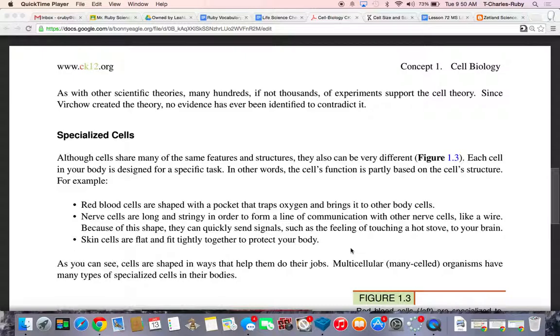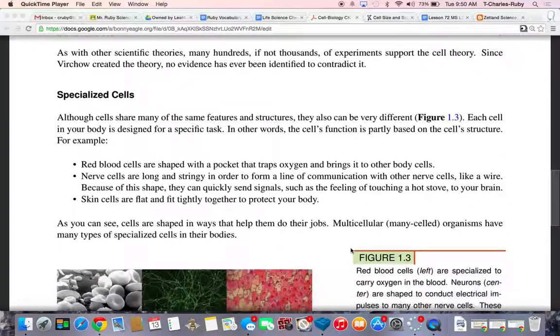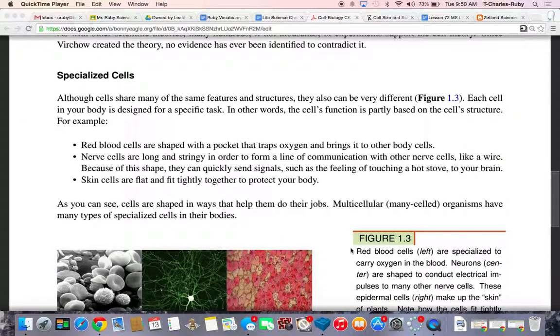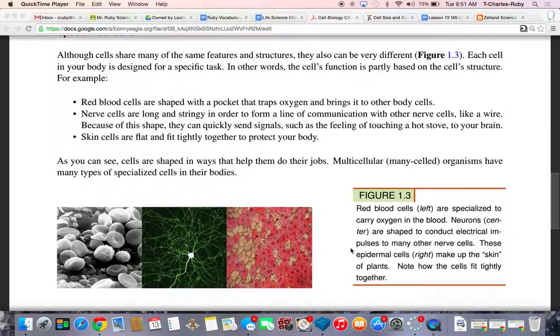Because of the shape, they can quickly send signals, such as the feeling of touching a hot stove, to your brain. Ouch. Skin cells that are flat fit tightly together to protect your body. As you can see, cells vary in shape in ways that help them do their job. Multicellular, many-celled organisms have many types of specialized cells in their body.